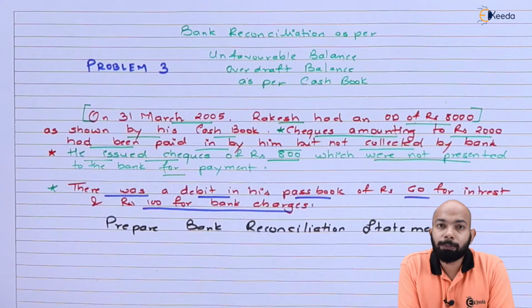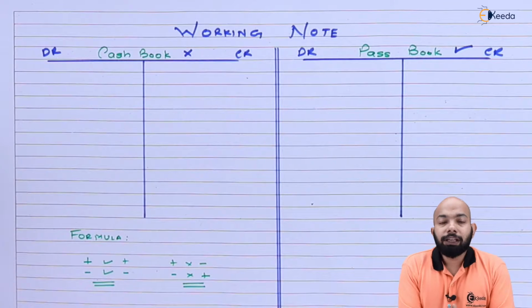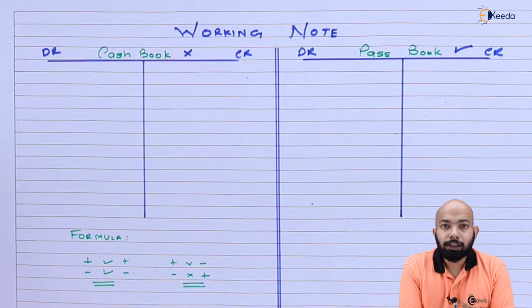Now, let's go ahead and prepare the bank reconciliation statement for Mr. Rakesh, but before that, we'll complete the working here. Now that we have mentioned all the details here, that means all the working notes have been done, we'll go ahead and start with the first transaction.